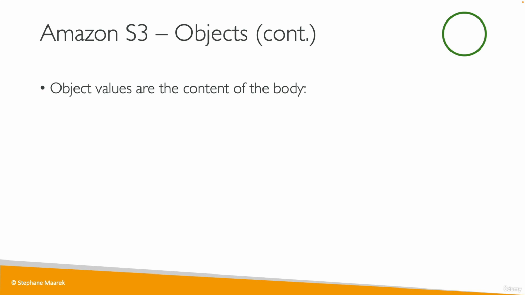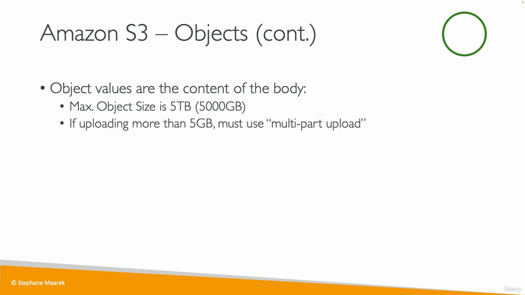Now the objects: the values are the content of the body. You can upload whatever you want into Amazon S3. The max object size is 5 terabytes, which is 5,000 gigabytes. If you upload a file that is greater than 5 gigabytes, a big file, then you must use multi-part upload to upload that file in several parts. So if you have a file of 5 terabytes, then you must upload at least 1,000 parts of 5 gigabytes.